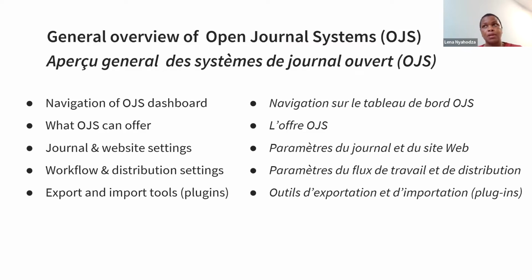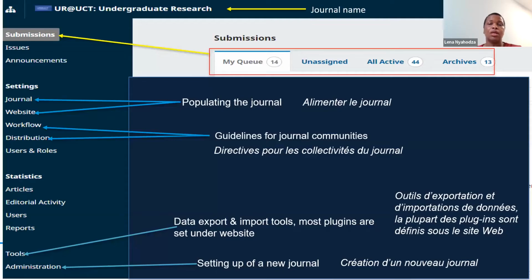And PKP, what it does is it develops software and constantly does research to see how it can be enhanced for scholarly communication to progress properly. So if you have your OJS set up, when you log in, this is what you see in OJS. I apologize for my busy slide. So on top, you can see the title of the journal.